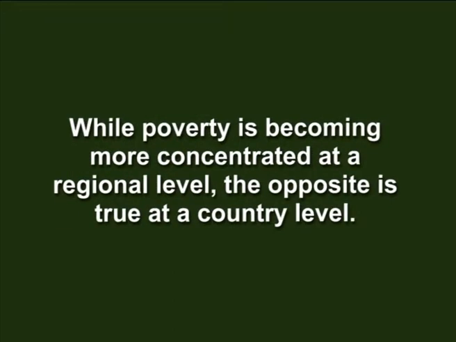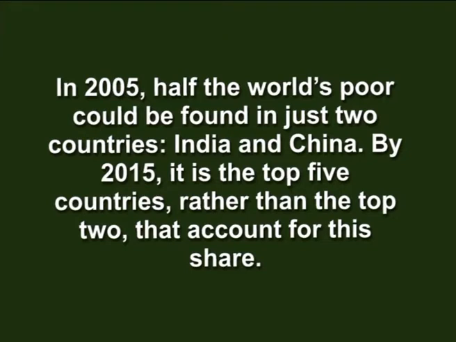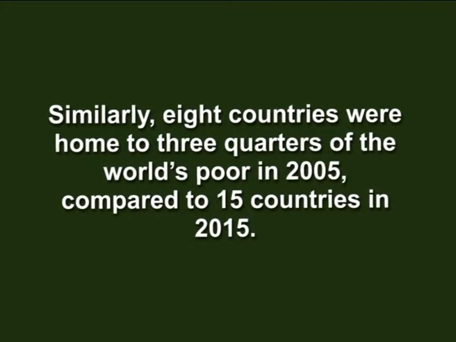While poverty is becoming more concentrated at a regional level, the opposite is true at the country level. In 2005, half of the world's poor could be found in just two countries, that is India and China. By 2015, it is the top 5 countries rather than the top 2 that account for this share. Similarly, 8 countries were home to 3/4 of the world's poor in 2005 compared to 15 countries in 2015.